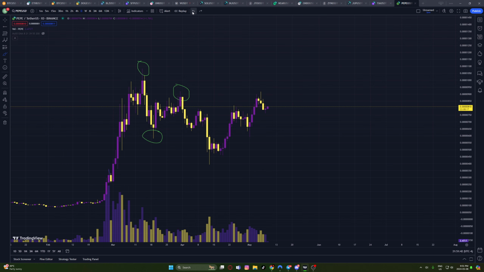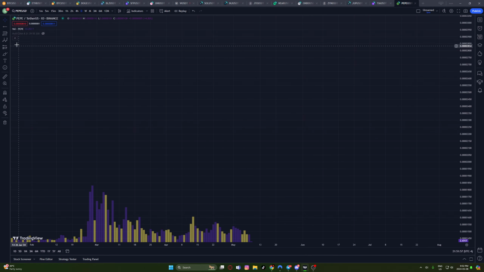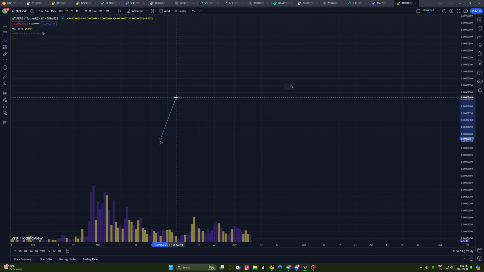These are the main ones. Also, look at how perfect this circle was. Okay, so why does this matter? Because let's go back here because this is a good example.